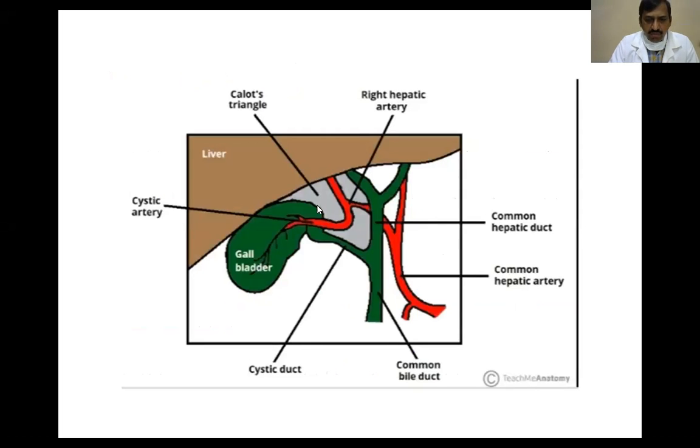You see here, boundaries of the Calot's triangle. You see, this is the Calot's triangle. Here above, it is bounded superior-laterally by the fifth segment of the liver, inferior-laterally by the cystic duct, and medially by the common hepatic duct.